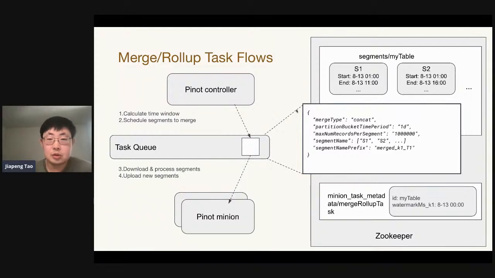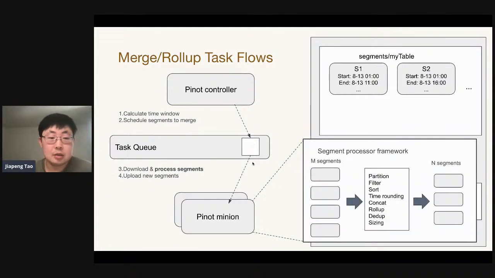The controller will put the task config on the Helix task queue, and then it will be ready for the minion to pick it up. On the minion side, it will download the original segments and process the merge or rollup job based on the segment processor framework. Segment processor framework is a pretty flexible and generic framework. It will process M segments into N segments by doing partitioning, filtering, sorting, time rounding, etc.